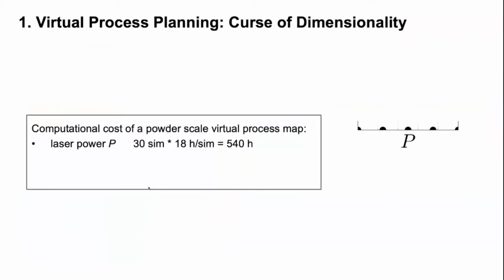So I want to focus a bit on the complexity of this virtual process planning. I said in the beginning that we have so many parameters. The thing is, when we want to study the influence of laser power, let's say we perform 30 simulations, which consume each on the order of 18 hours per simulation, which I said is quite quick, then we have a total of 540 hours.